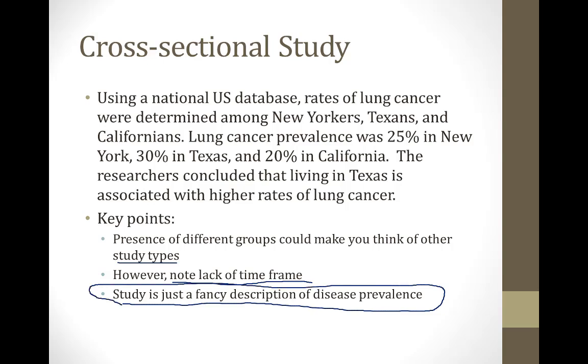They're just showing you disease prevalence, a snapshot in time in 3 different states, New York, Texas, and California. Now, because the rates are highest in Texas, they say that Texas is associated with higher rates of lung cancer. That's true, but they can't say anything about the risk of living in Texas for lung cancer or the odds ratio of living in Texas for lung cancer. That would require studying patients over time, as we'll see in other types of epidemiology studies.